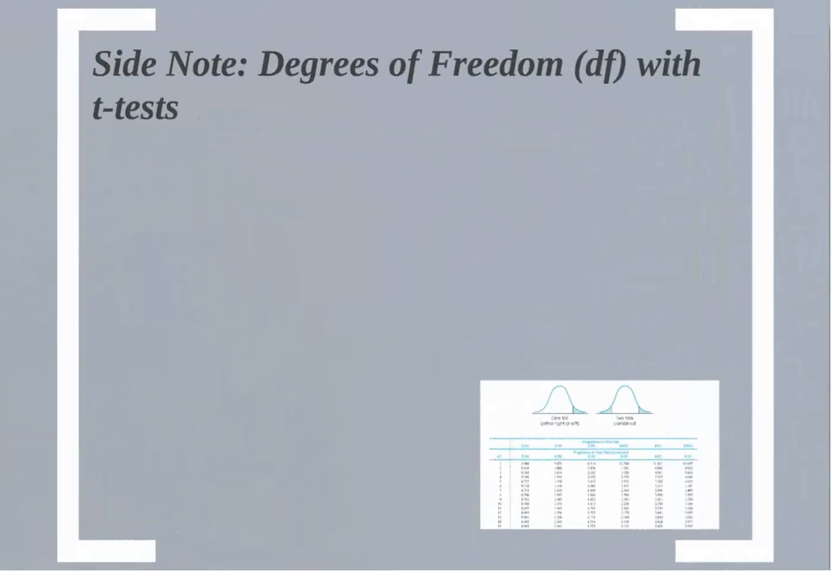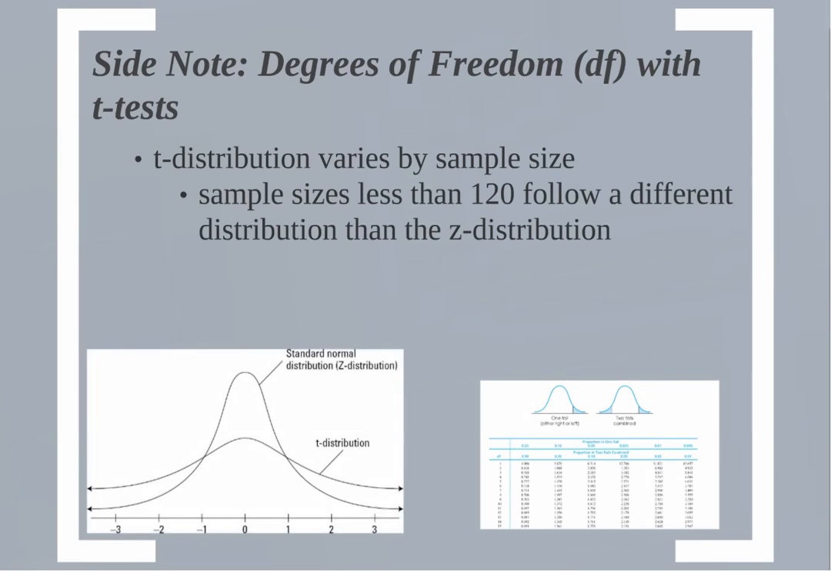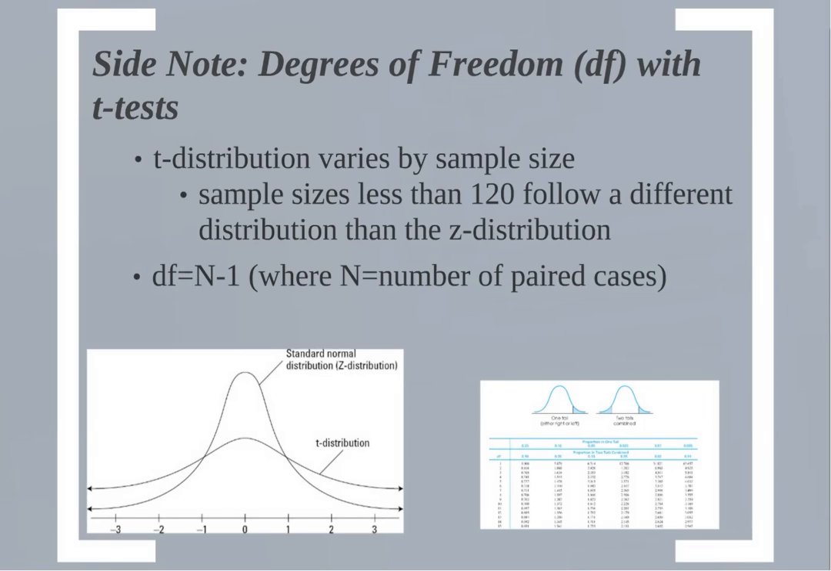Now let's take a second to talk about degrees of freedom. This t-test is like the previous t-test, the single sample t-test. Remember, our t-distribution varies by sample size. When we have low sample sizes like this, it is going to be a little more flat compared to our standard normal z distribution. We use degrees of freedom to calculate our critical region.